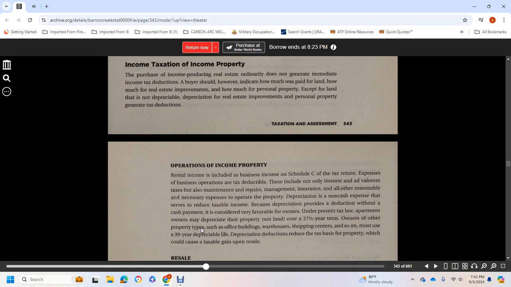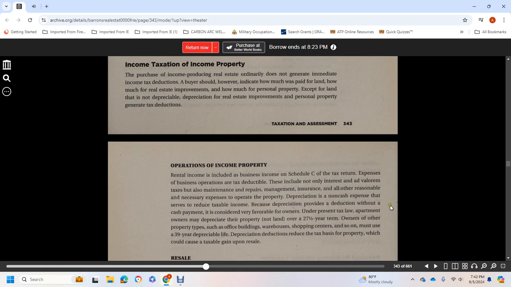Operation of the income property. Rental income will include business income on Schedule C of the tax return. Expenses for the business operation are tax deductible. This includes, but is not limited to, interest, taxes, maintenance, repairs, management, and all other reasonable and necessary expenses to operate the property. Depreciation is a non-cash expense that reduces taxable income.